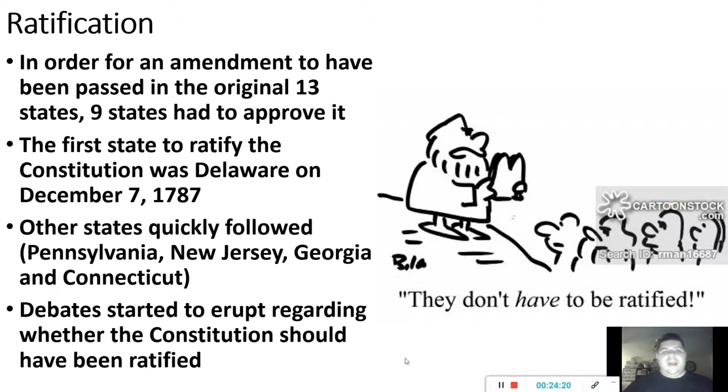Now, back in the very beginning with the original 13 states, nine of the states had to ratify the Constitution. They had to vote on it, saying yes, it looks good, that's what we want. The first state to do it was Delaware. They said, yeah, we like it, we sign it, we agree to it. Pennsylvania, New Jersey, Georgia, they all jumped on the bandwagon too. So that's like five states right there who said yes.